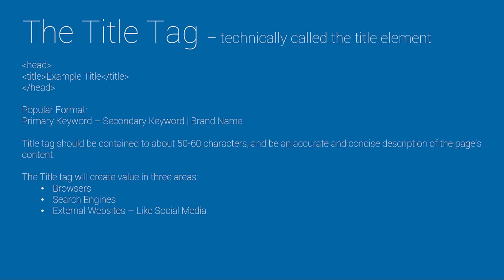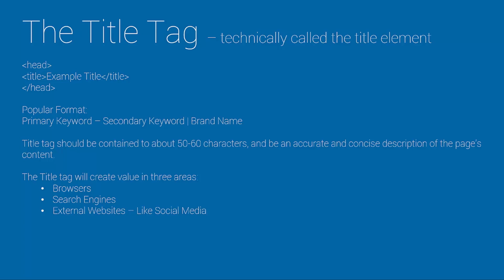Two, search engines: the clickable link that you get when you search out an element or a product is the title tag. And third is external websites like social media. So when you share a page with Facebook, the link that they're going to get is the title tag. Now these can be changed. There's ways to edit this and make them a little bit different, kind of like the social media one.